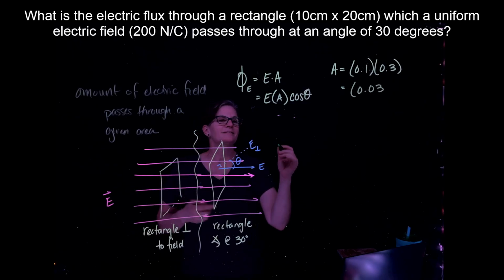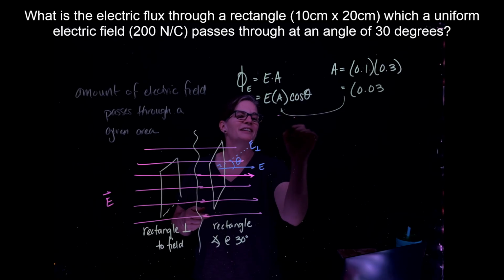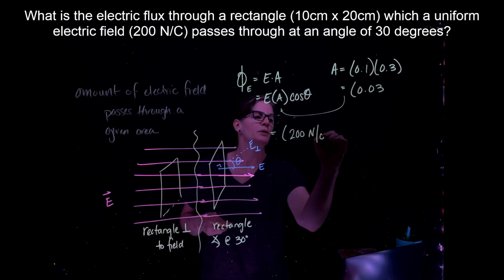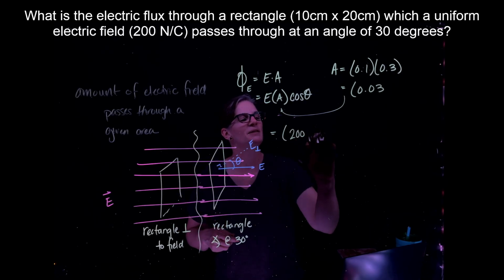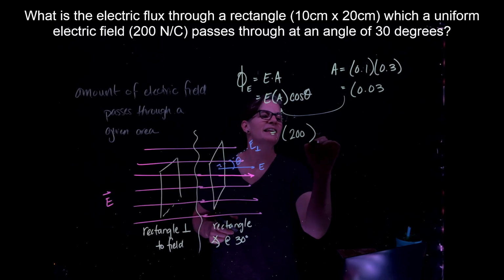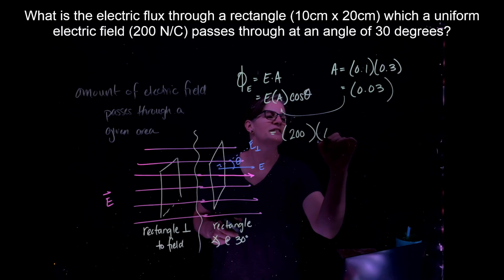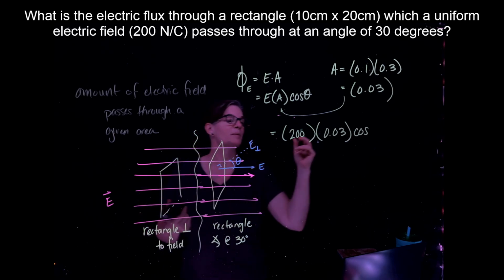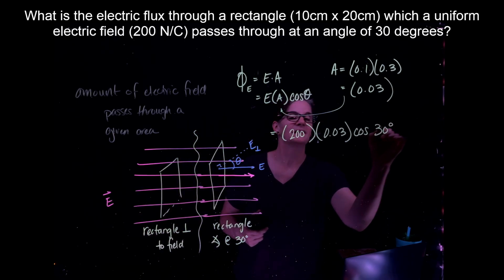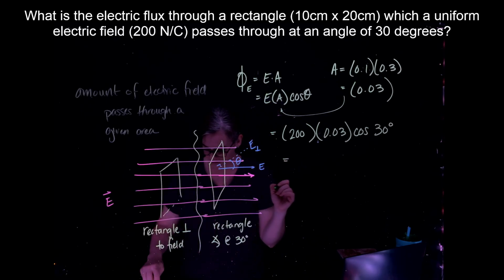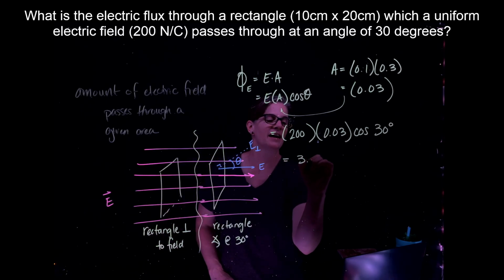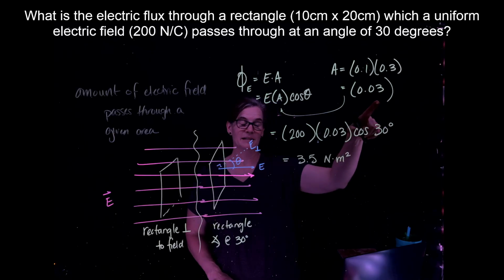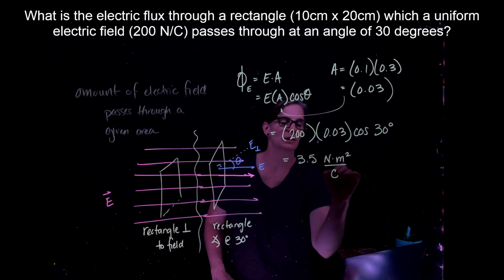That's our area, so we're going to plug that area in here. The electric field we have is 200 newtons per coulomb. We'll keep the units out of that. 200 times our area of 0.03 times the cosine, as the problem says, of 30 degrees. And we find our electric flux to be 3.5 newtons times meter squared per coulomb.